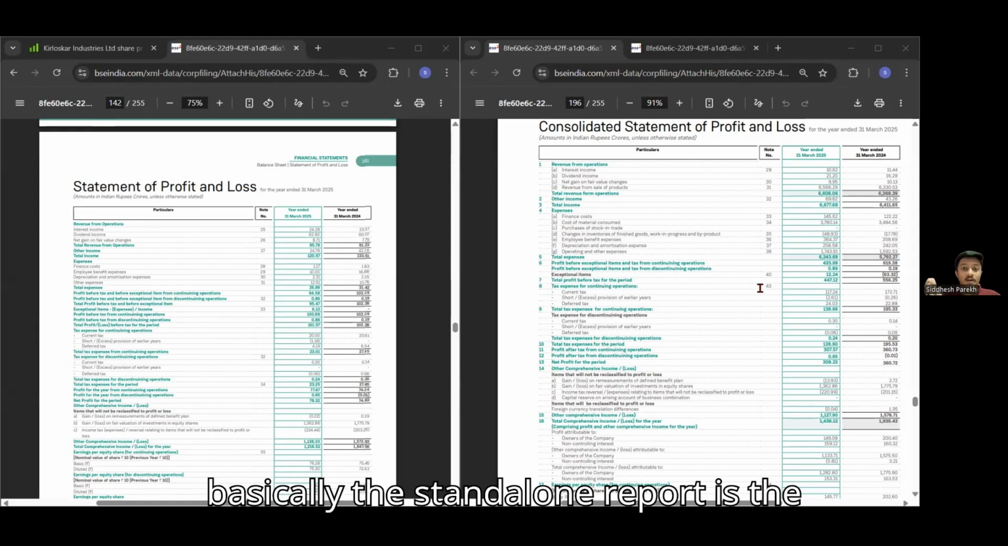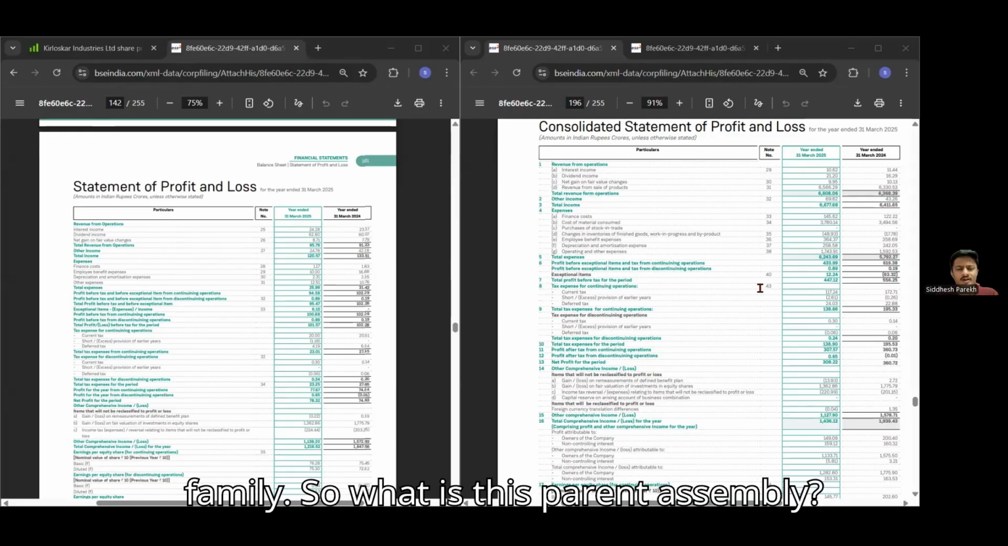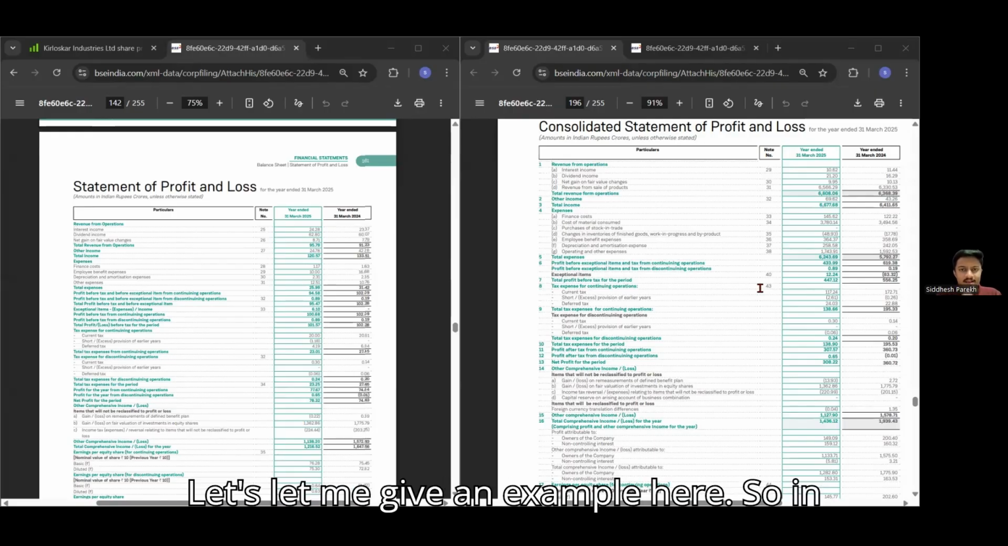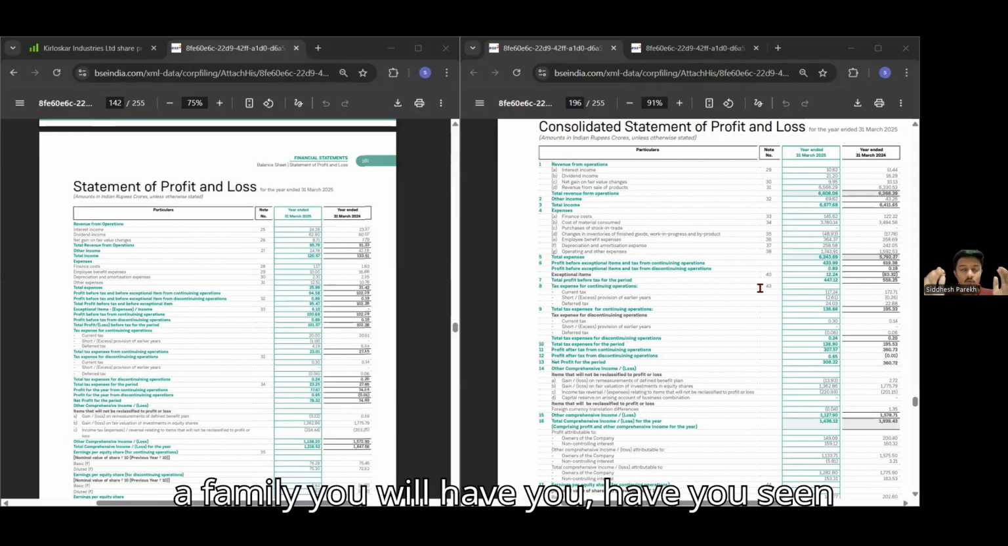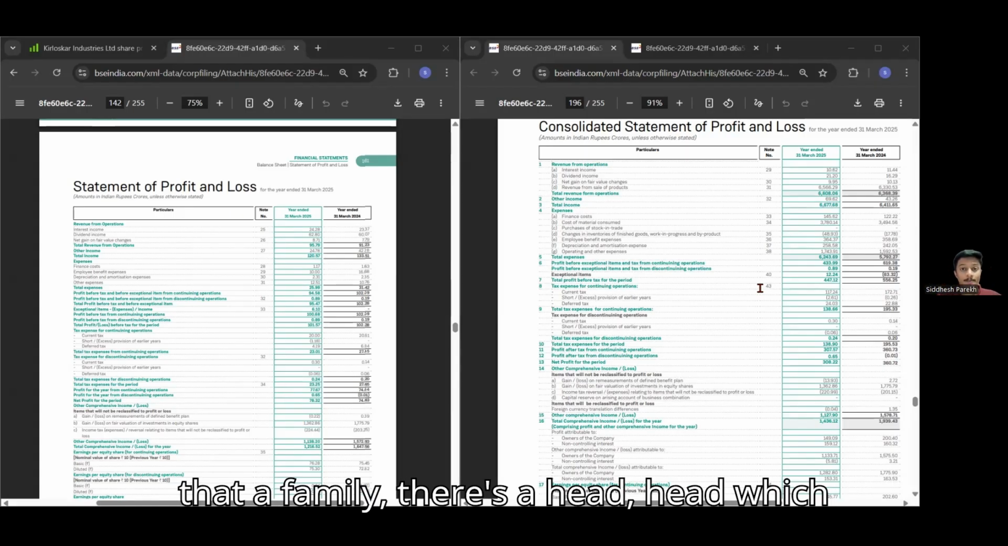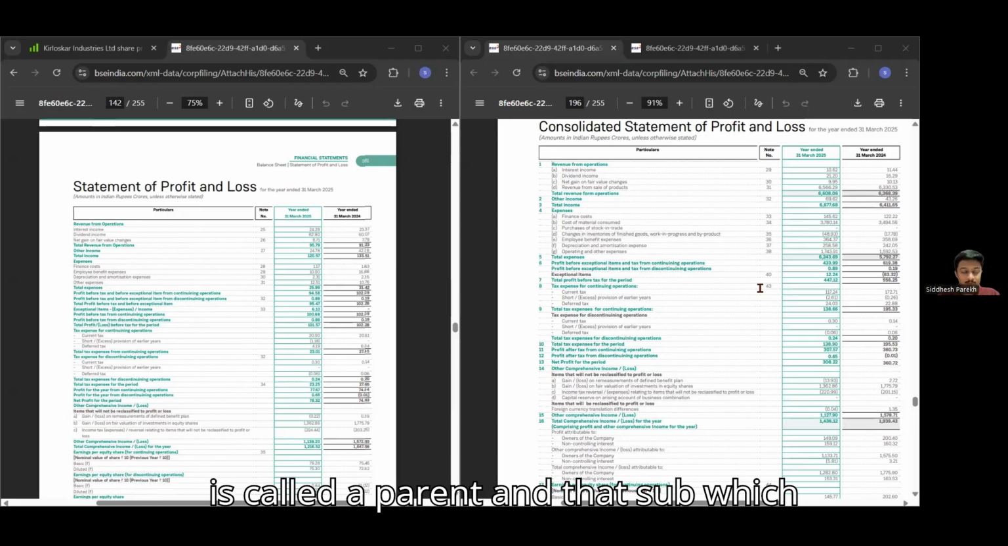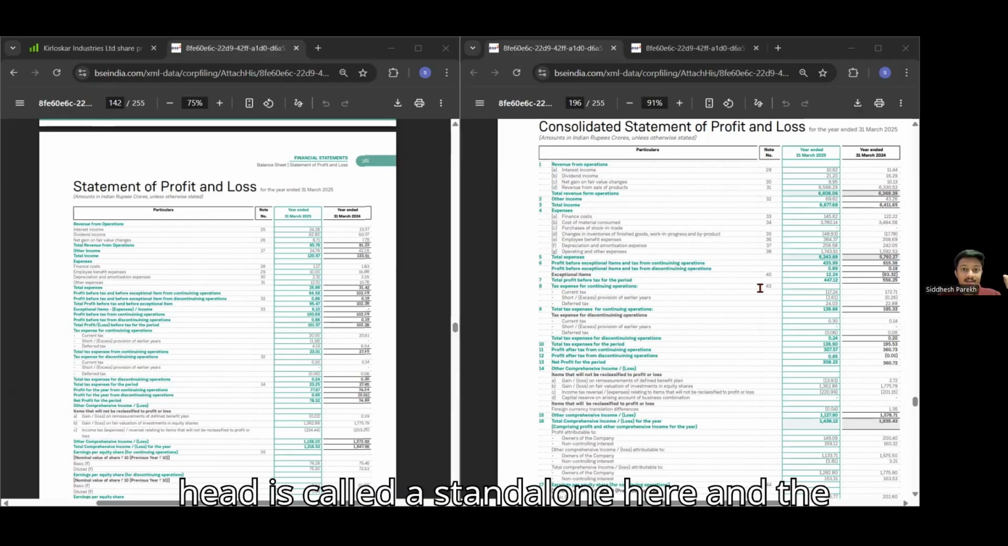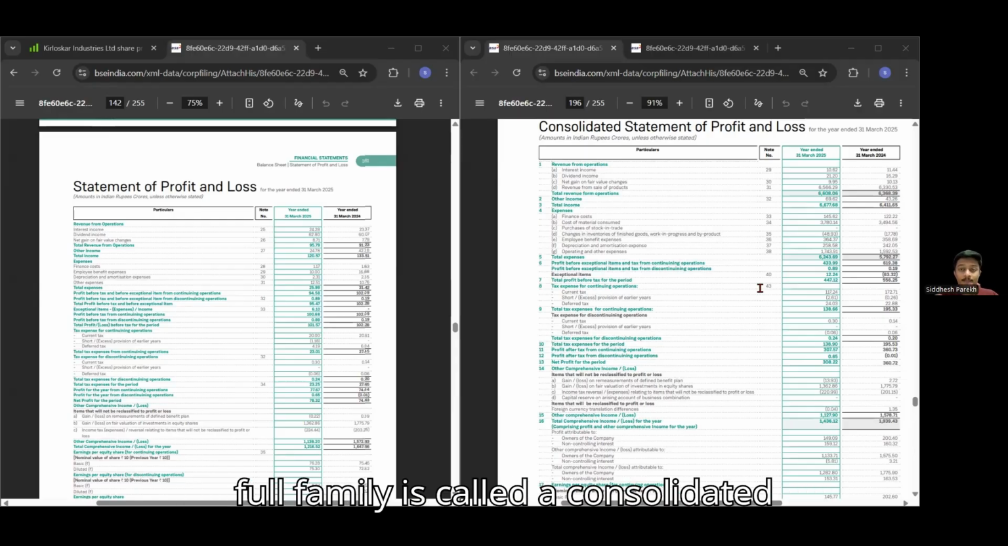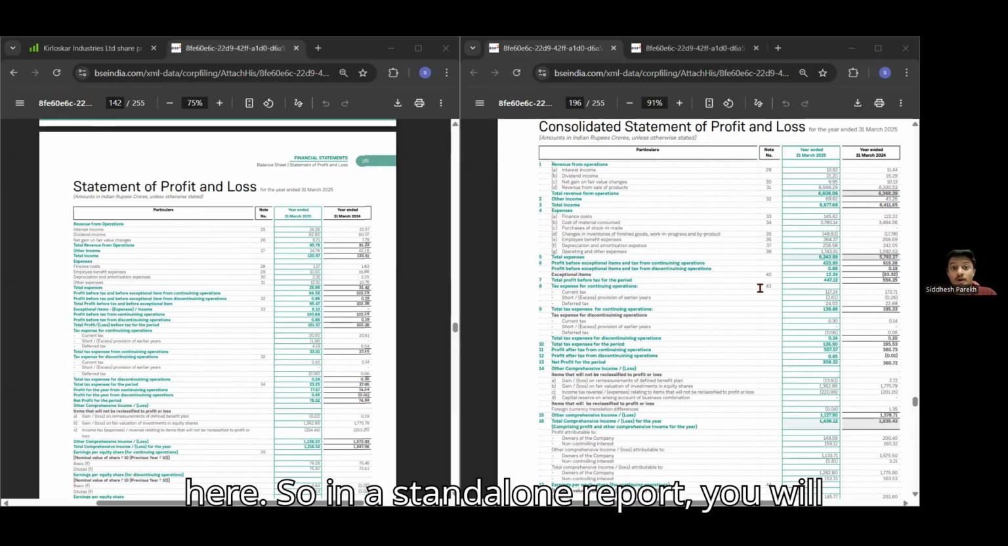Basically, the standalone report is the parent, and the consolidated report is the family. So what is this parent and family? Let me give one example here. In a family, you have seen that there's a head, which is called the parent, and then the children. So the head is called the standalone here, and the full family is called the consolidated here.